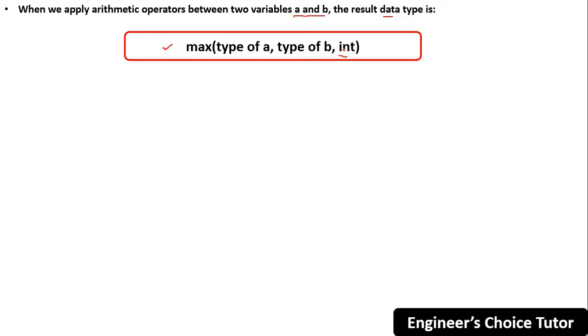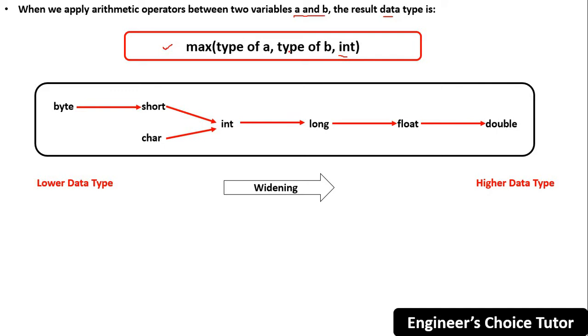Before that, you might be aware of this: byte, short, int, long, float, double. Double is the higher data type, and byte is the lower data type. We have already covered this in detail. Byte is 1 byte, short is 2 bytes, char is 2 bytes, int is 4 bytes, long is 8 bytes, float is 4 bytes, and double is 8 bytes. So just remember this point.